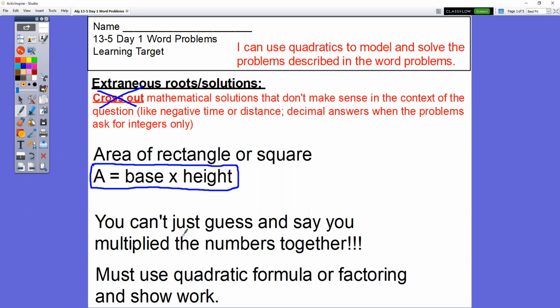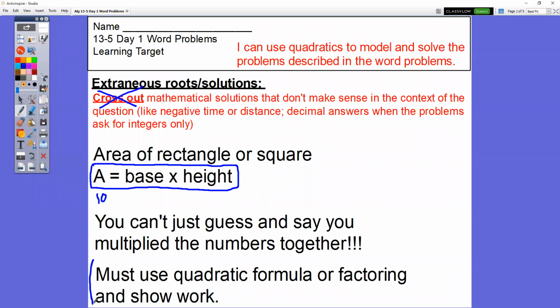In these problems today, very important that you're listening to me. You can't just guess and say that you multiply the answers together. I will not allow you to do that on the homework. I will not allow you to do that on the quiz. They do not allow you to do that on the Regents exam either. Some of them, will you be able to guess what the answer is? Sure. Like if the area of something ended up being 10, you could just guess that the base and height were like 5 and 2. So you can't just guess at the answer and say, oh, I multiplied them together.